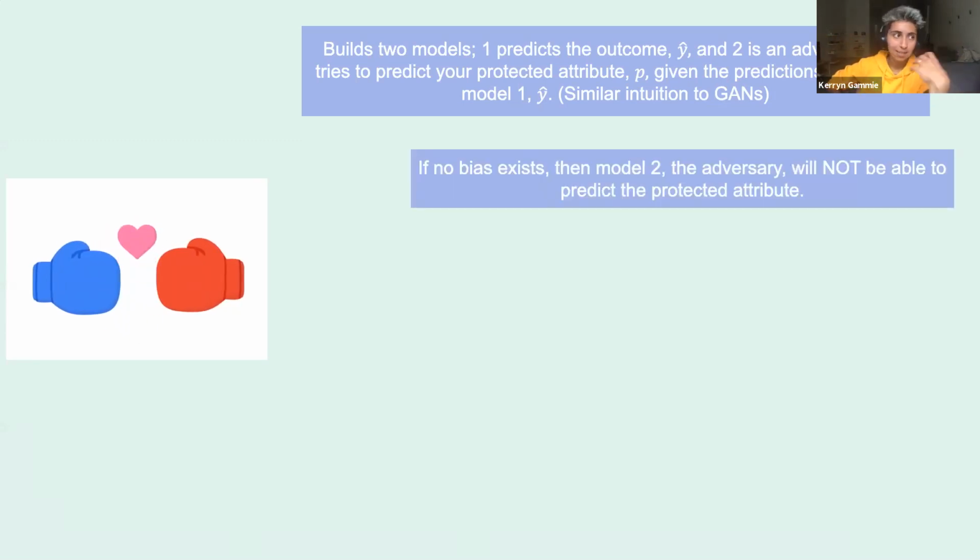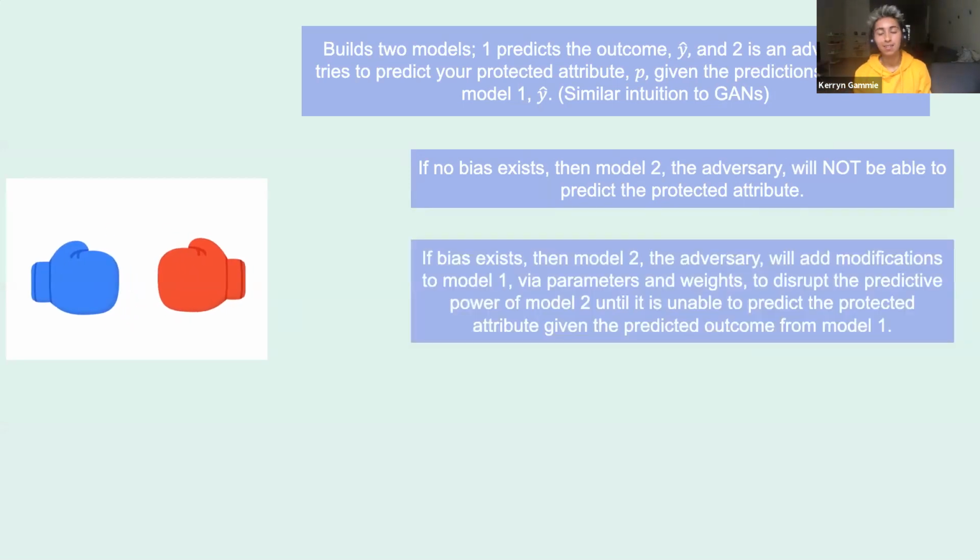Cool. So the idea behind it is if no bias exists, then model 2, this adversary, won't be able to predict the protected attribute. So you're fine, you're Gucci. If, however, it does exist, which it always does, model 2 adds modifications to model 1, typically through parameters and weights, to disrupt the predictive power that model 2 has. It iterates until it can no longer predict the protected classes given the predicted outcome from model 1. That's pretty much how it works.